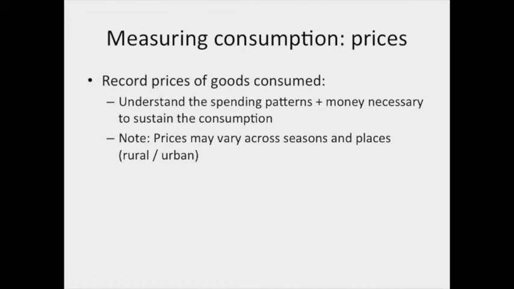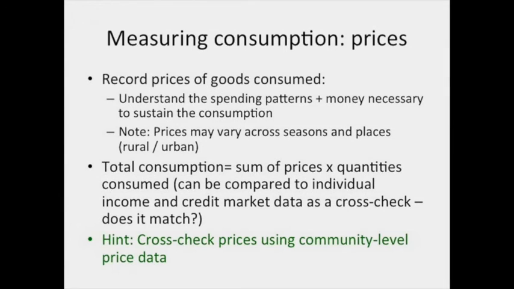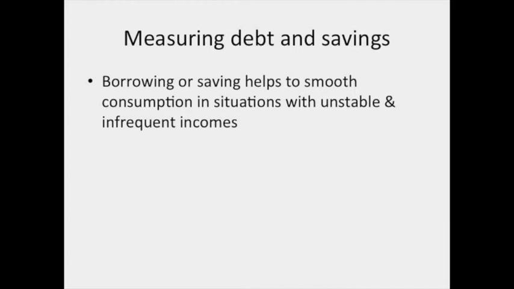A complication here is that prices might vary across time and place. Total consumption equals the quantity of goods consumed times the price of those goods. You can compare this number to income, savings, and debt to make sure that you have an accurate picture of a person's financial situation. Understanding finances also means that it's necessary to get an idea of a person or household's borrowing and savings.